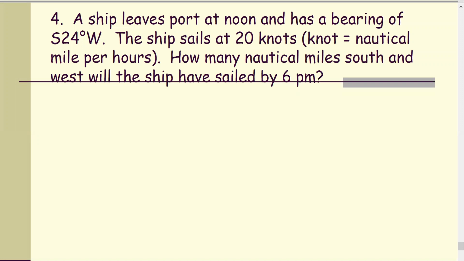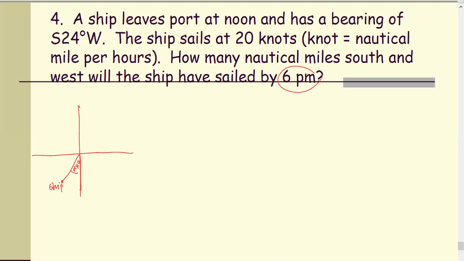Example 4. A ship leaves port at noon and has a bearing of south 24 degrees west. The ship sails at 20 knots. Knot equals nautical miles per hour. How many nautical miles south and west will the ship have sailed by 6 p.m.?